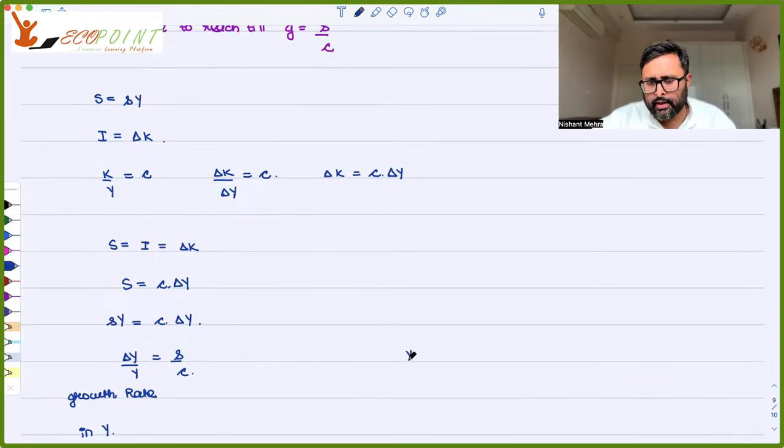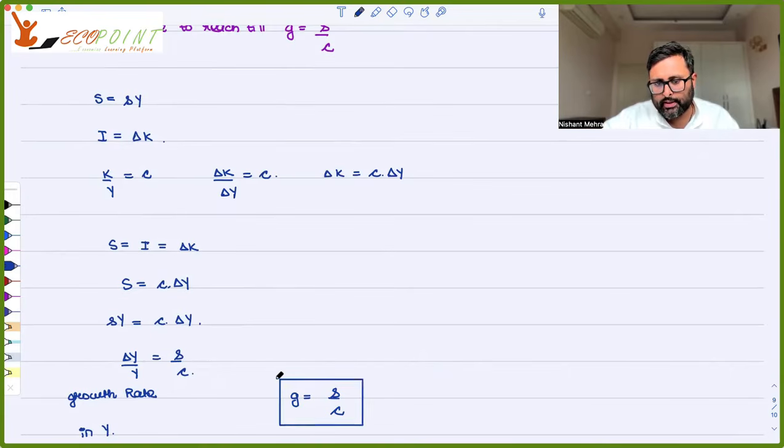What do you mean by this? New Y minus old Y upon old Y. This is the growth rate in Y, right? That is the reason we write it like this. Delta Y by Y is the growth rate in output, and that is equal to your savings rate upon the capital output ratio. So from the Harrod Domar model, you have this expression: small g equals small s upon small c. This is the growth rate.